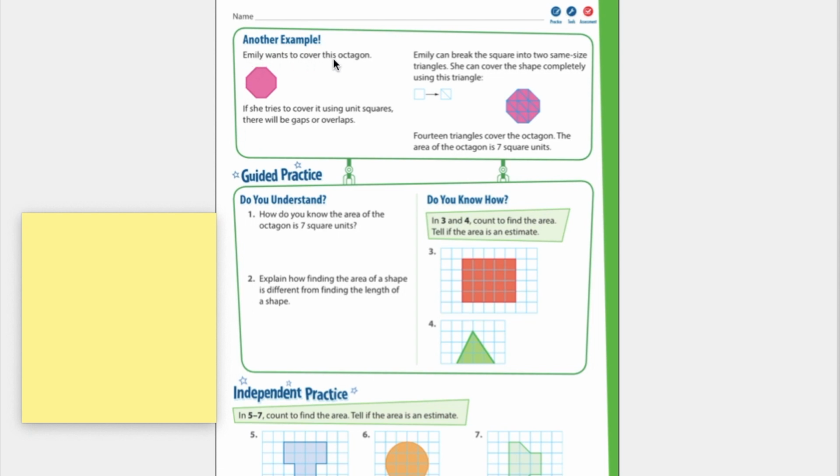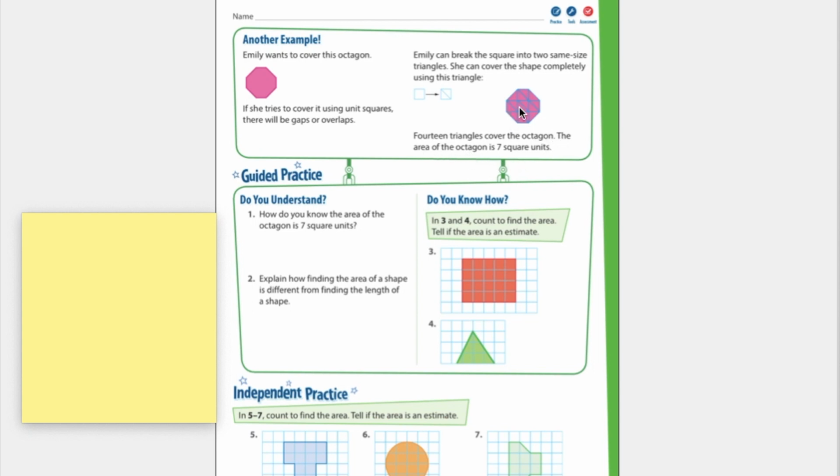So Emily wants to cover this octagon. If she tries to cover it using square units, there will be gaps or overlaps. Emily can break the square into 2 same-sized triangles. She can cover the shape completely using this triangle. So she just broke it into squares, and then she made them smaller by breaking them into triangles. 14 triangles cover the octagon. The area of the octagon is 7 square units.